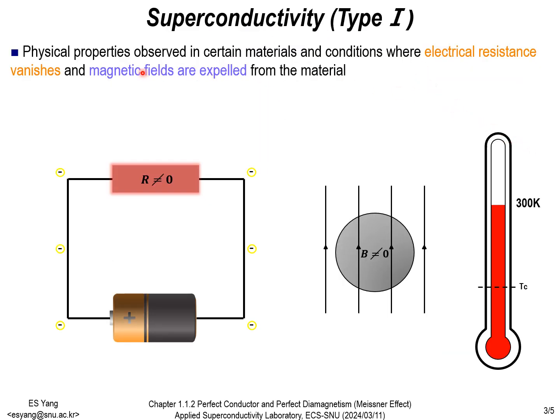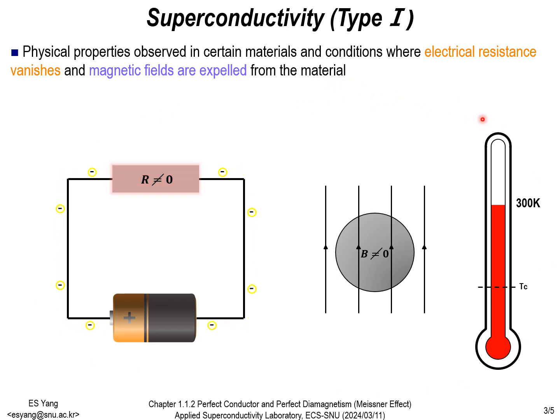First, let me explain the phenomenon of superconductivity. Superconductivity is the phenomenon where, under specific conditions and in certain materials, electrical resistance disappears and the magnetic field within the material is expelled outward. Let's illustrate this through the animation below.